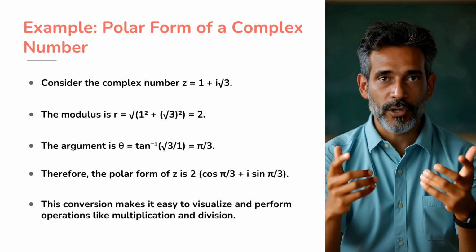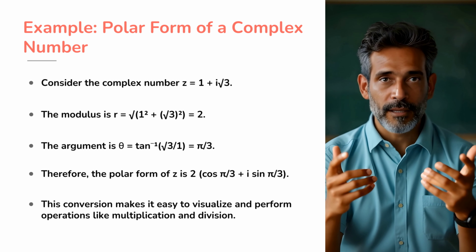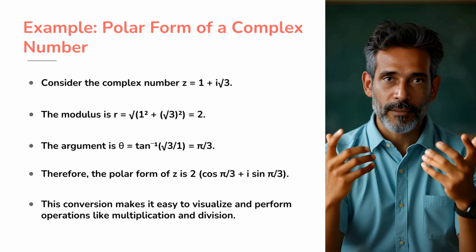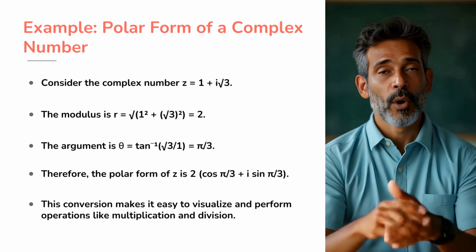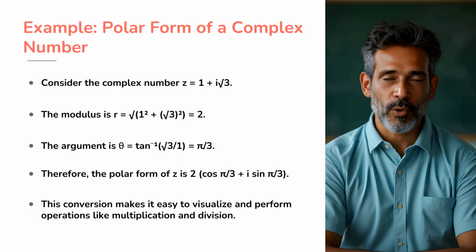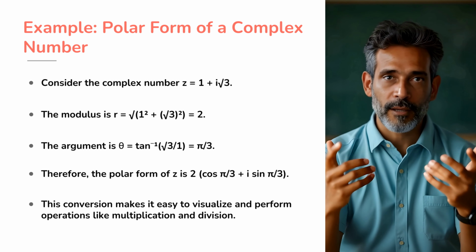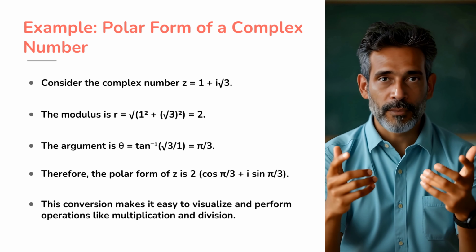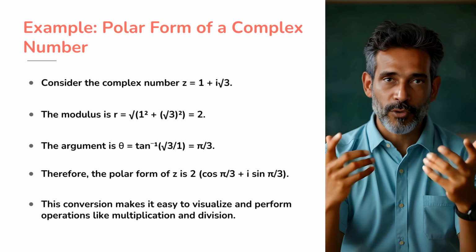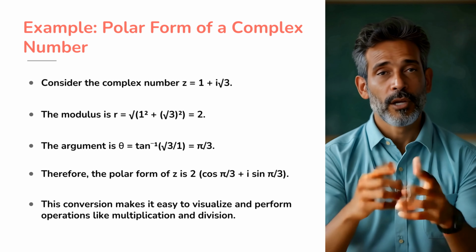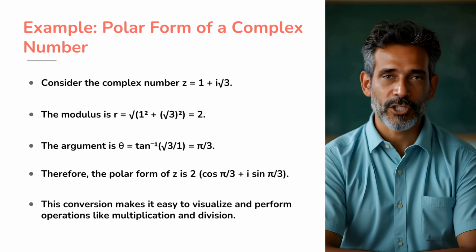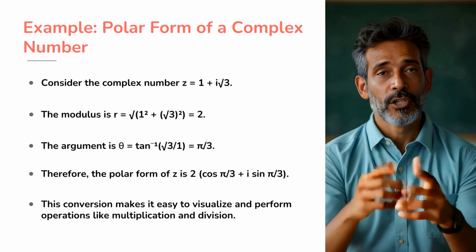Consider the complex number z equals 1 plus iota times the square root of 3. The modulus r equals the square root of 1 squared plus the square root of 3 squared, which is 2. The argument theta equals the inverse tangent of the square root of 3 divided by 1, which is pi over 3. Therefore, the polar form of z is 2 times open bracket cosine pi over 3 plus iota sine pi over 3 close bracket. This representation makes it much easier to perform multiplication, division, and other algebraic operations with complex numbers.